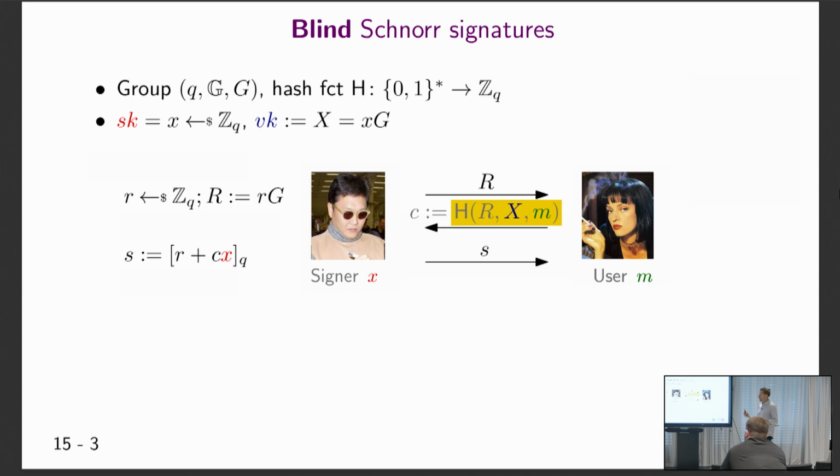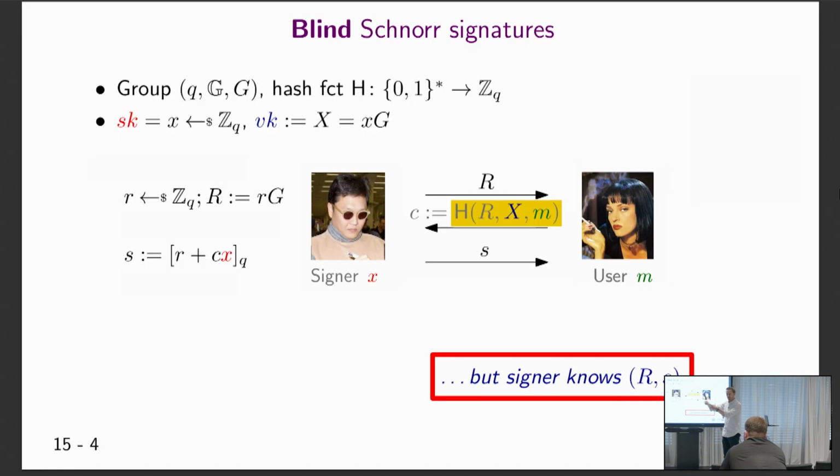No, because I said blindness means that if I later see a signature as a signer, I don't know which signing session it comes from. And here the elements R and S were just sent by the signer, right? So it's obviously not blind.